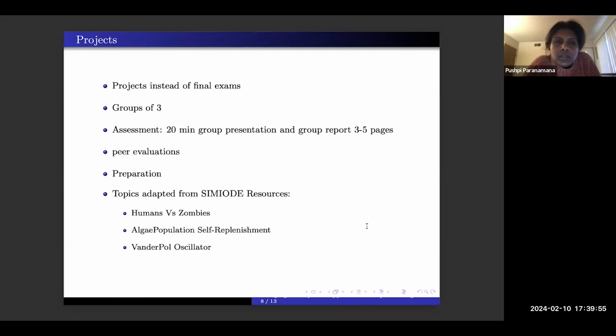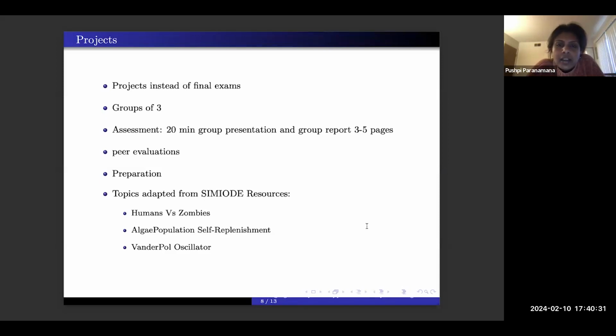And for the assessment, I gave them the last week of class to work on the project because I didn't want to burn them or have time constraints. So I gave 2 class periods, I think, to get together and work on the project. And they had to do a 20-minute group presentation and a group article, 3 to 5 pages, at the end of the semester.